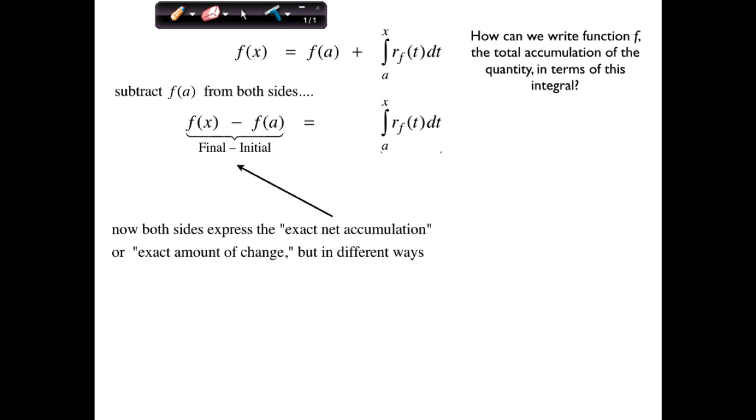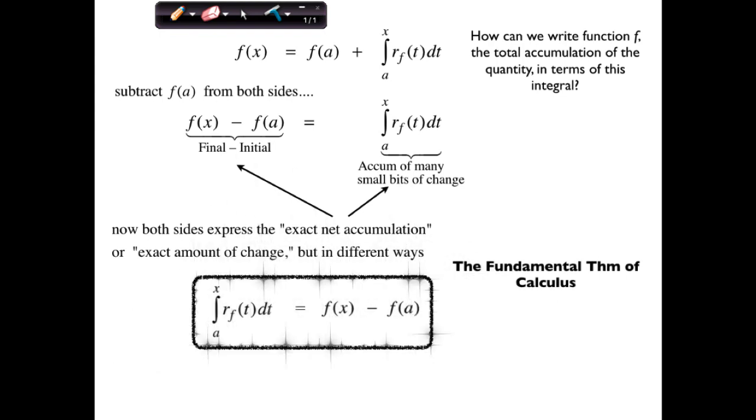And the right-hand side is what? It's the sum of many bits of change, or the accumulation of many small bits of change. So this is review, but from the total accumulation function, I can get another way to express net accumulation as final minus initial, f of x minus f of a. So if I change the order around, that should look familiar. That's the fundamental theorem of calculus, right?